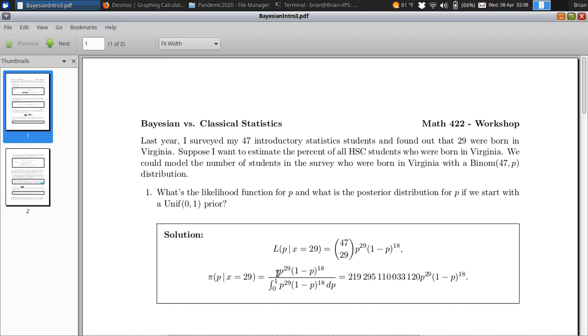The way you do that is you take the important stuff, the stuff without the constant, and you just integrate it to see how big the integral is. And actually the integral here is really, really small. It's a tiny, tiny number. It's 1 over some 219 trillion odd. And so when you divide by a really tiny fraction, you get a really big constant. You just get the reciprocal of that, which is this giant number. And then the stuff that's important is the p to the 29th and the (1 minus p) to the 18th. Let me show you what that looks like graphically.